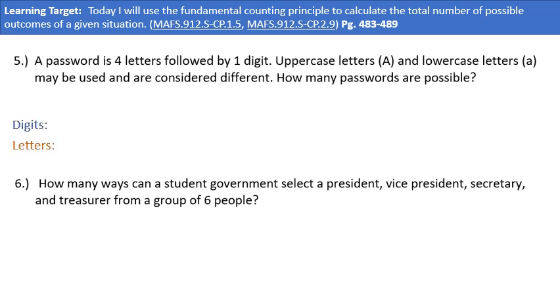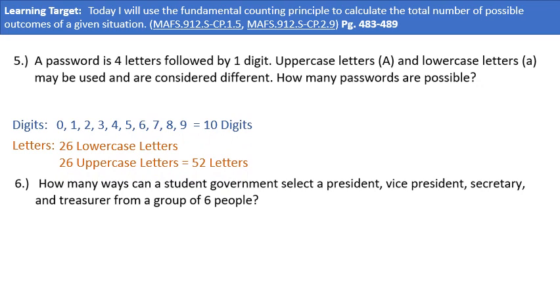Let's think about what we know. We're going to have digits, we're going to have letters. How many digits are there that we can use? 10 digits. What about letters? Well, they tell us that uppercase and lowercase letters are considered different. That means I have 26 lowercase letters, A through Z, 26 uppercase letters, A through Z, which is a total of 52 different letters I could choose from. I could choose a capital B or a lowercase w. Both are fine. 52 different letters to choose from.